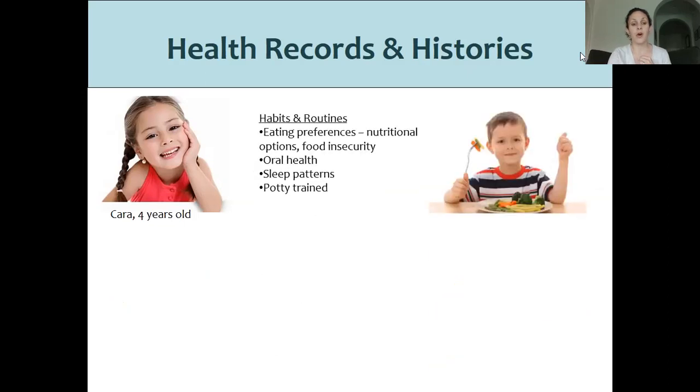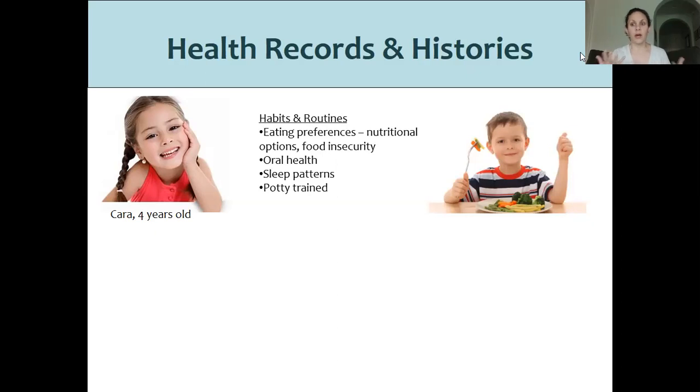You also want to know about the child's habits and routines. So eating preferences. What kind of foods do they get at home on a regular basis? Are they getting a wide variety of food groups and nutritious foods? Do they not have enough food at home? Is it scarce? Do they only consume unhealthy food, like fast foods and really highly processed foods, such as chips and candy and things like that?